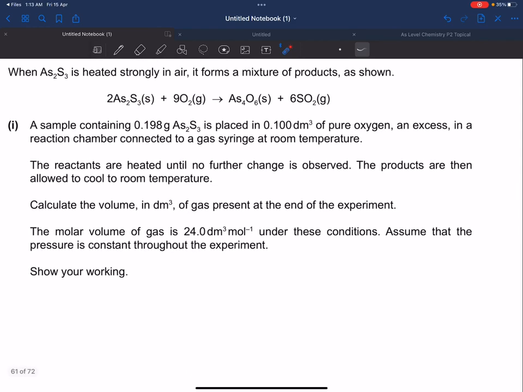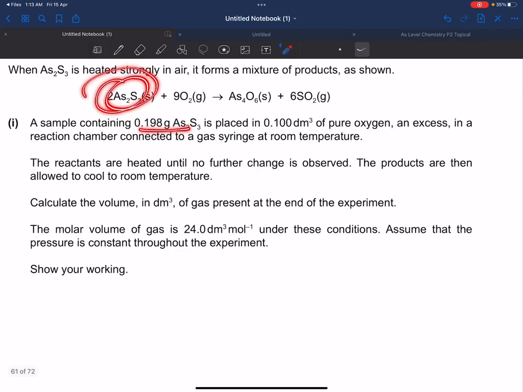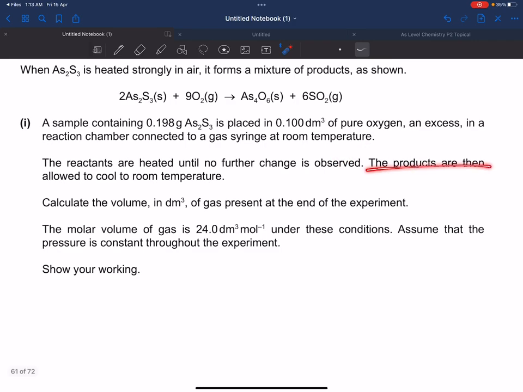A sample of this mass is placed in 0.1 dm cube of pure oxygen, in excess, in the reaction chamber connected to the gas syringe at room temperature. The reactants are heated until no further reaction is observed. The products are then allowed to cool to room temperature. Calculate in dm cube the volume of the gas present at the end of the reaction.